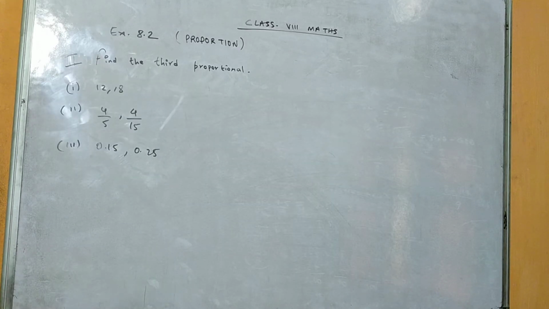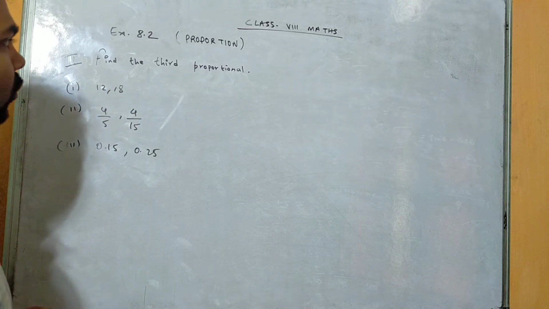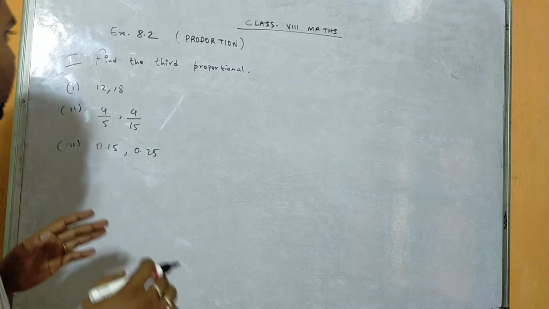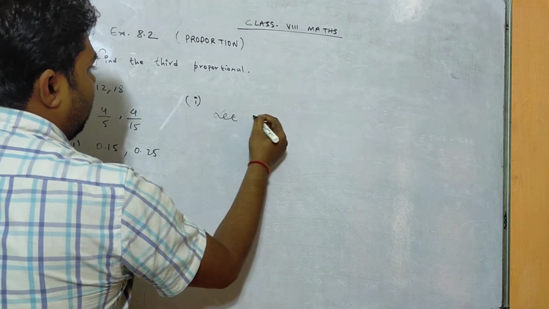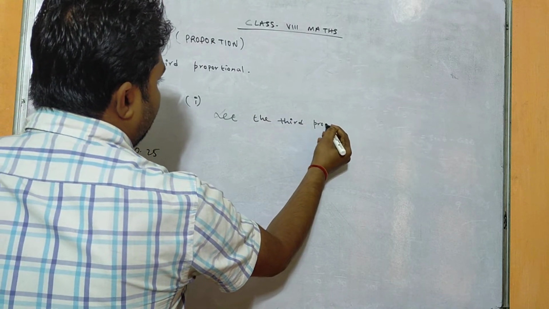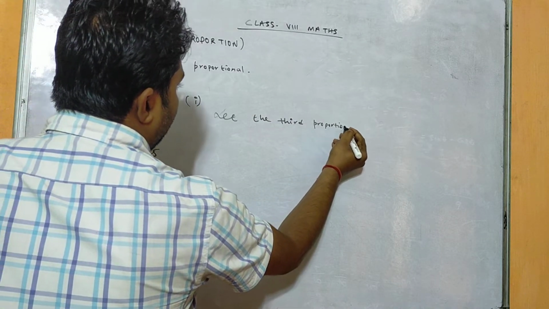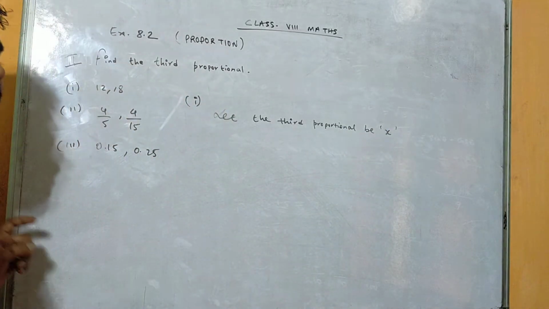Question number 2, find the third proportion for the numbers 12, 18. So here also we will consider, let the third proportional be x, right? Third proportional be x.